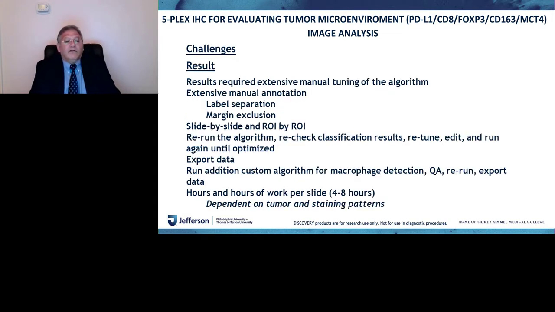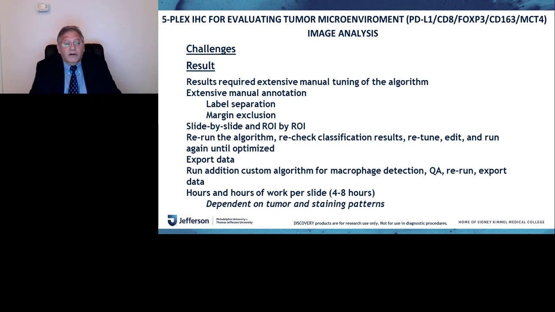The result of all these challenges was that we had to spend an enormous amount of time trying to make sure that what the algorithm was using and measuring was accurate. We had to do extensive annotations, repeat annotations, reruns of the algorithm, and try to QA the slide by eyeballing and make sure what we are looking at is exactly what we think we are measuring.